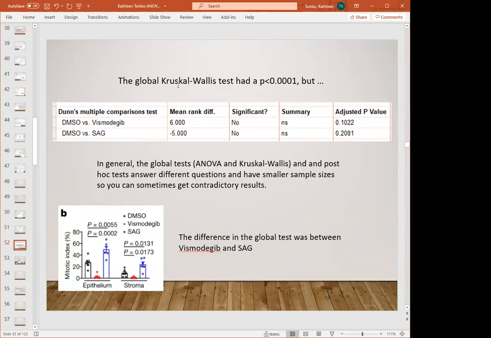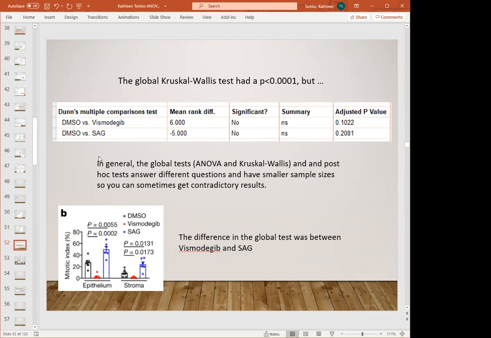So I ran a post hoc test, and when I did the comparison, neither of them came up as significant. Now the problem is this will happen, and this does concern people when it happens. Sometimes the global test, when you're doing the ANOVA or the Kruskal-Wallis, is actually asking a different question from the post hoc test. Plus the post hoc tests are using different sample sizes. They're doing pairwise comparisons, so you've got 6 versus 6 rather than the global test using all 18 samples. So you can get some contradictory results.